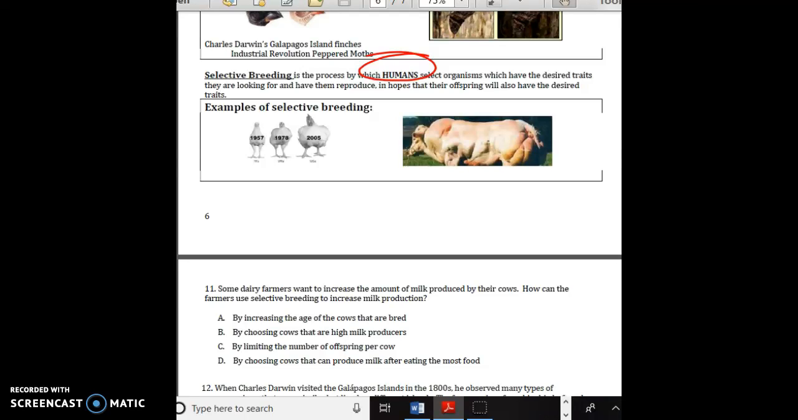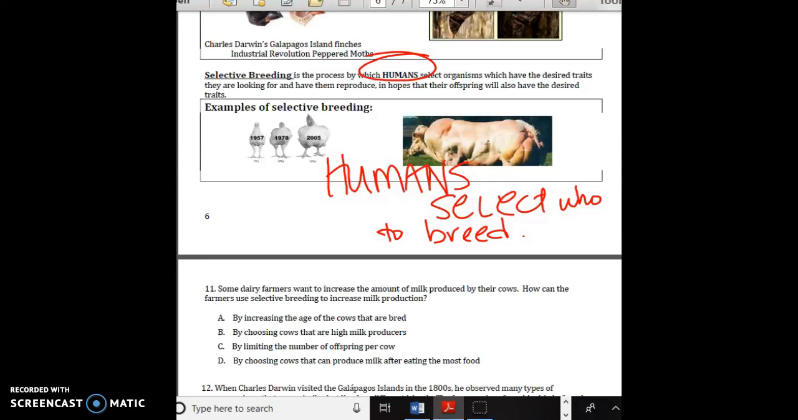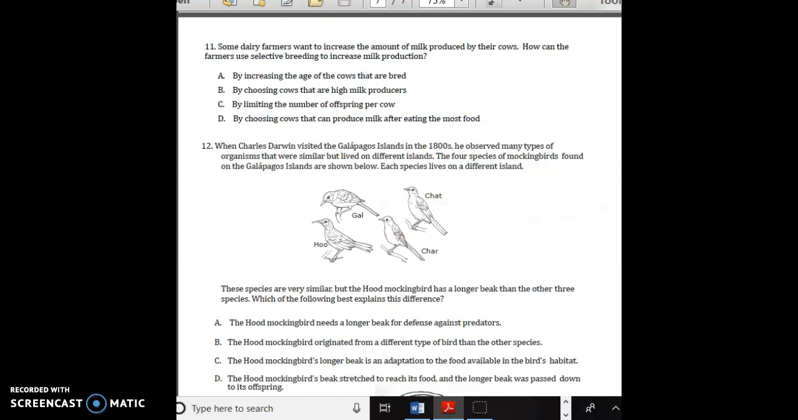Same with these, which are called Belgian blue cattle. They have these double muscles, so they looked for cows that had this particular mutation, and then they made them breed, and they just got larger and larger over the years. So again, the big difference here is that humans select who to breed, meaning who to reproduce.